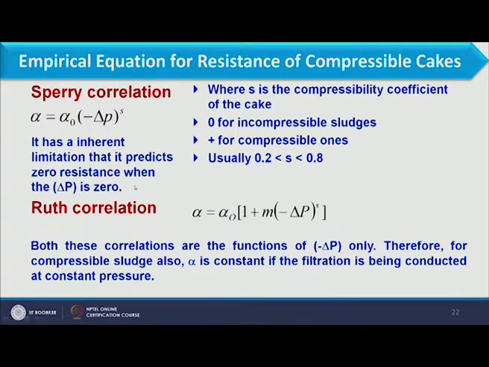To overcome this limitation, Ruth proposed a correlation, that is alpha is equal to alpha naught into 1 plus m minus delta p, power s. Both these correlations are functions of delta p only. Therefore, even for compressible sludge, alpha is constant if filtration is being conducted at constant pressure. So you see, constant rate filtration cannot be accounted for by these equations. So these are the limitations of these expressions.